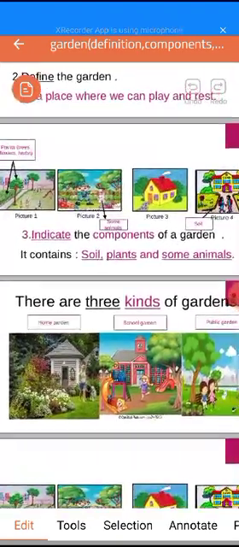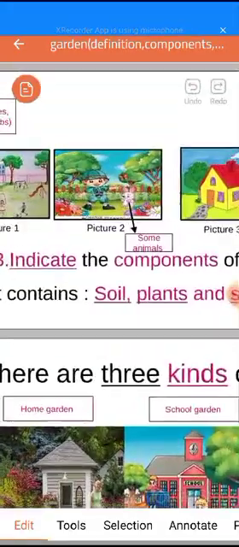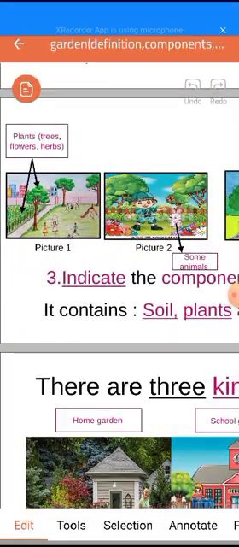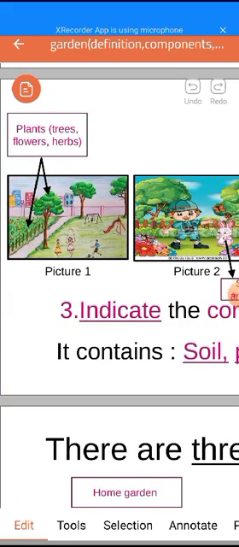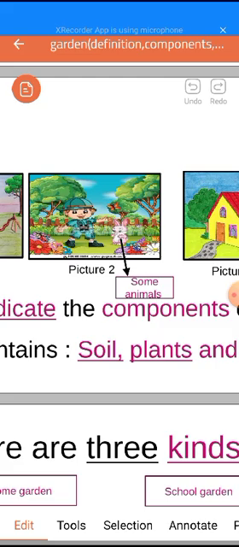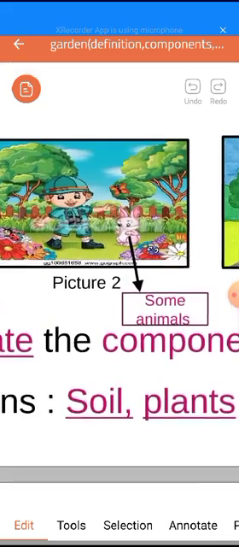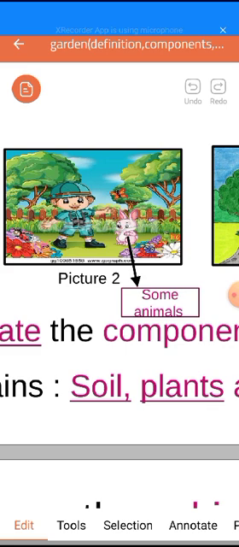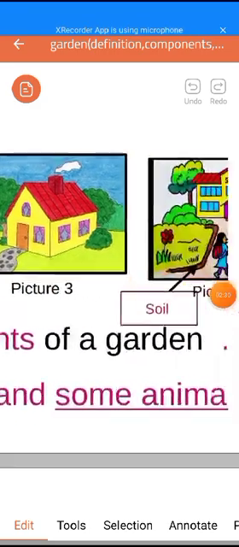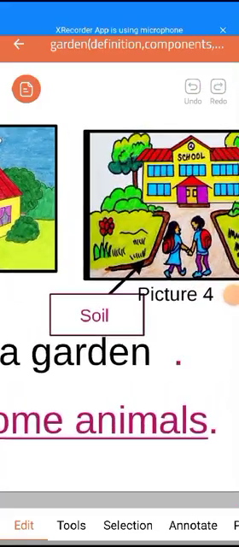Now, take a look at picture 1. In picture 1, we are seeing some plants like the trees, flowers, and herbs. In picture 2, we are seeing some animals and insects like the rabbit. We have a butterfly, the ladybug, worms. In picture 4, we are seeing soil.